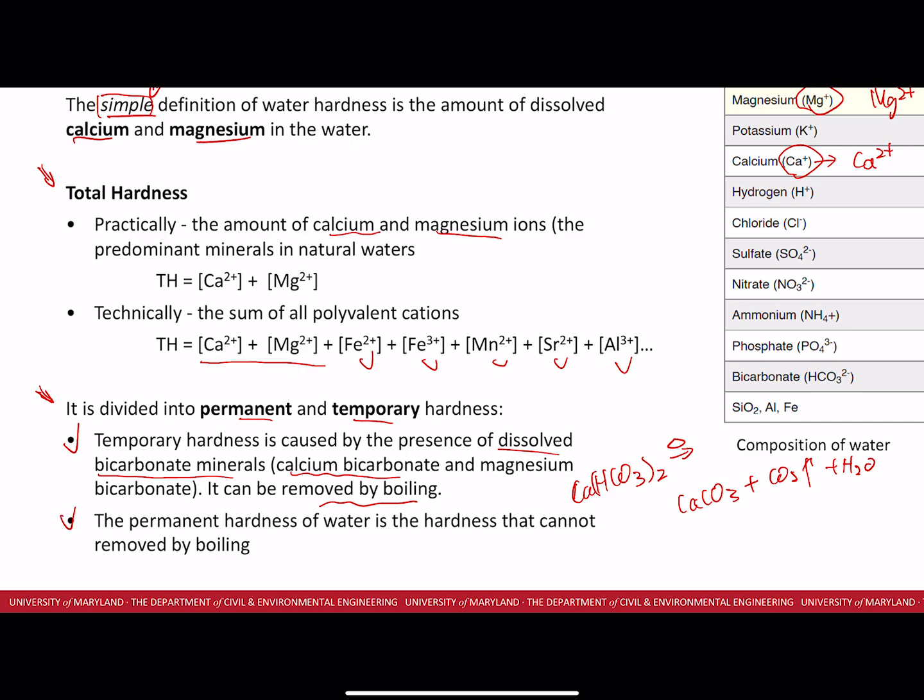And the next one is permanent hardness. So this hardness cannot be removed by boiling the water. For example, we may have calcium chloride in the water, or like this one in the water. So they cannot be removed by boiling.